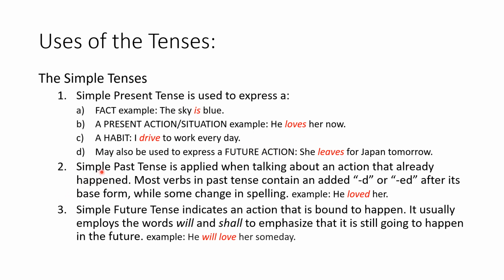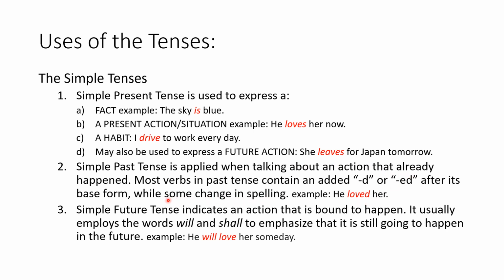Number 2, the simple past tense. It is applied when we talk about an action that already happened, an action that took place in the past. Most verbs in the past tense contain an added D or ed after their base or regular form, while some verbs change in their spelling. These verbs are called irregular verbs. Example sentence: he loved her. This action happened in the past.